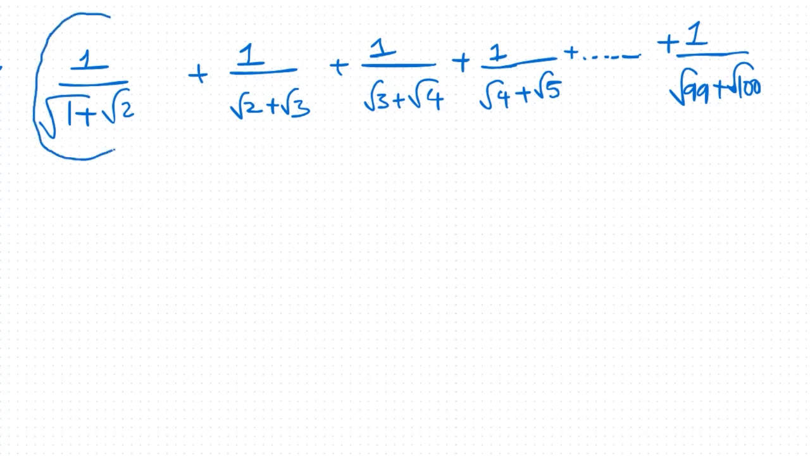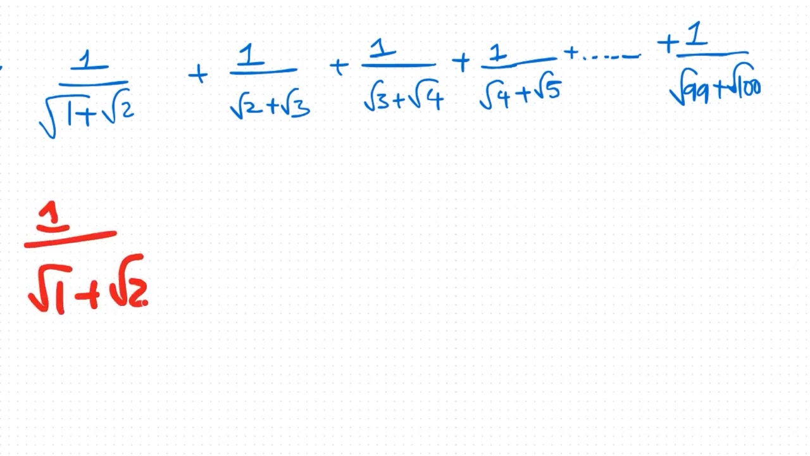See, if you look at individual terms first, let's consider the first one. Did we do these types of questions before? What is the topic name? Rationalizing. What happens if you rationalize this? It turns into root 1 minus root 2 over 1 minus 2, which is minus 1.